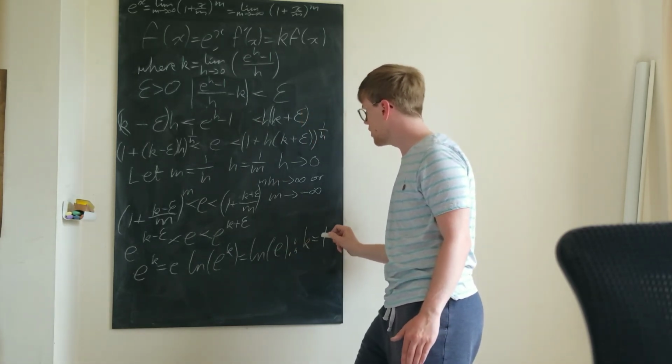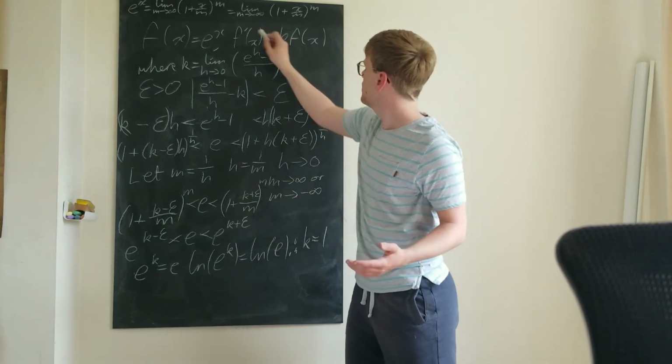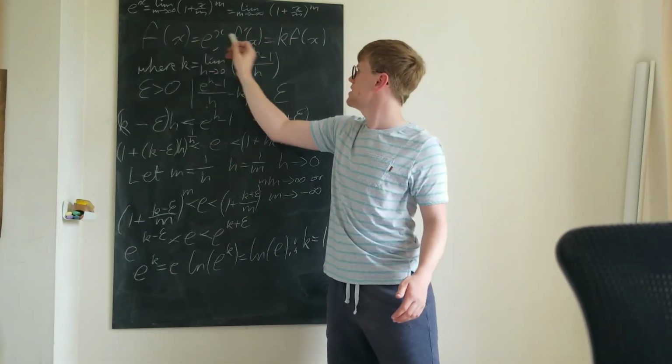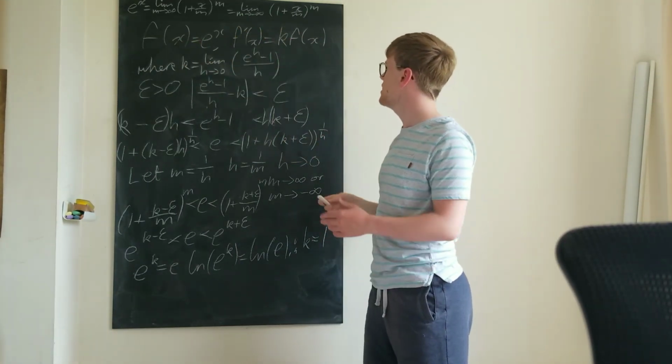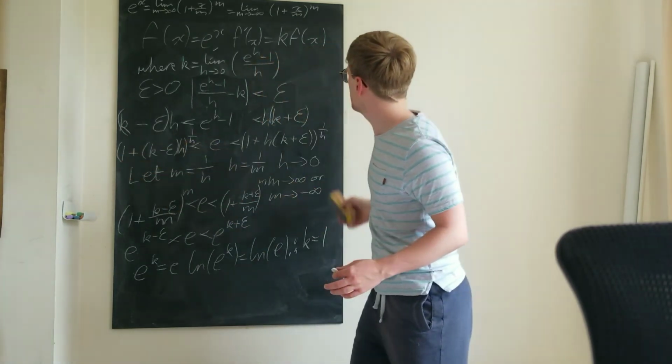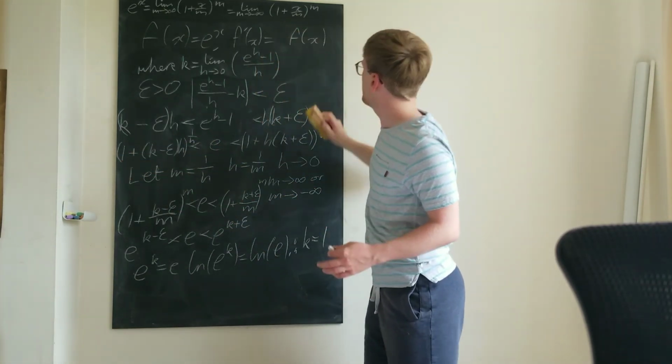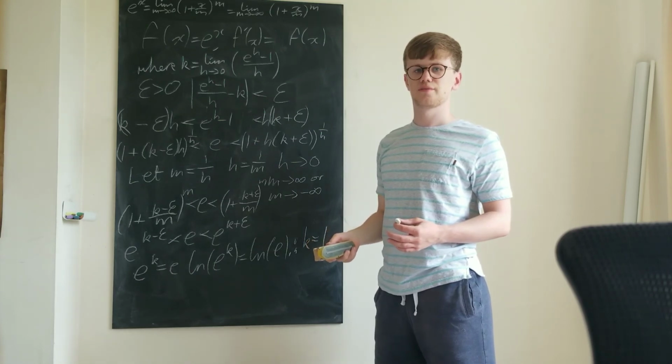Therefore, k equals 1, and therefore, if our function f(x) equals e^x, then f'(x) is just k times e^x, where k is 1, so that can disappear. e^x differentiates to itself.